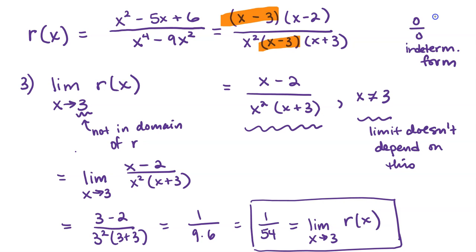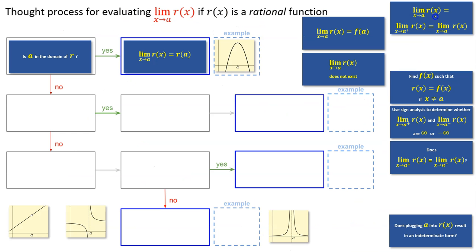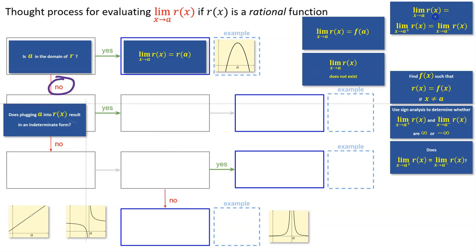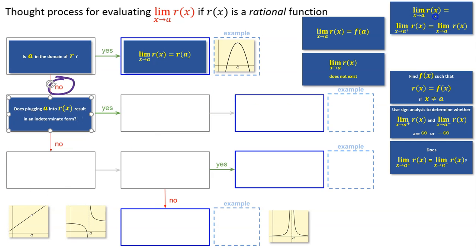Okay, so let's look at our flowchart. Is a in the domain of r? We got no as our answer. And we asked, does plugging a into r of x result in an indeterminate form? We saw that plugging it in did result in an indeterminate form. And the answer there was yes.